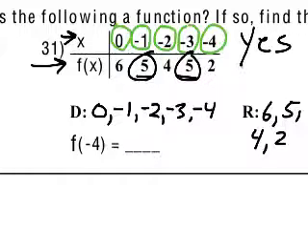Alright, so that was easy enough. It's just a matter of remembering the definitions of what a function is, and what the domain is, and what the range is. Okay, so now, what is f of -4? Or f of x at -4? Okay, so if you find -4 right here, what is f of x at -4? It's 2.